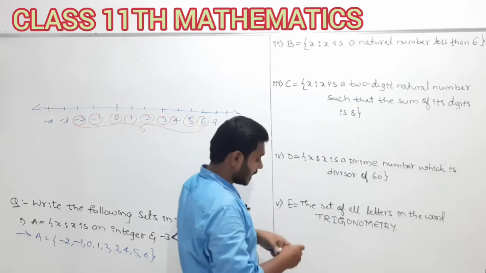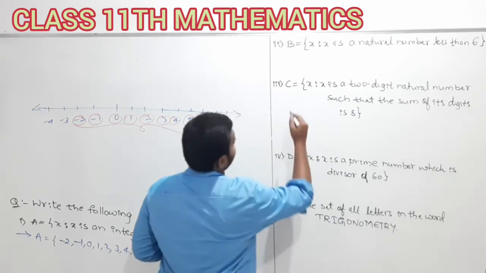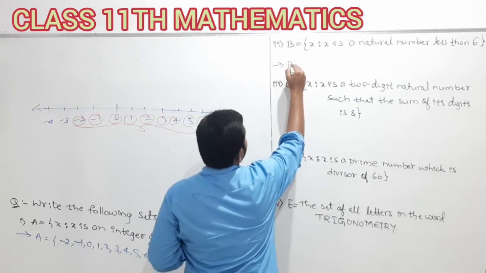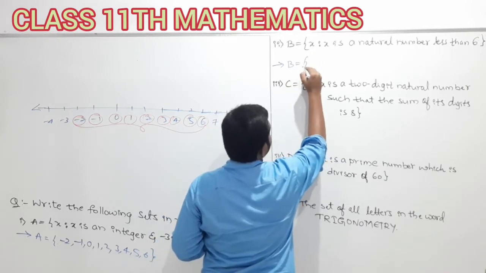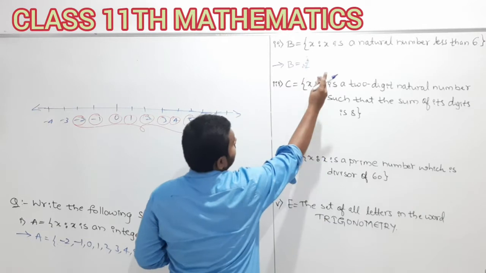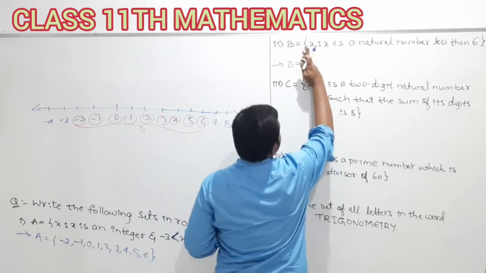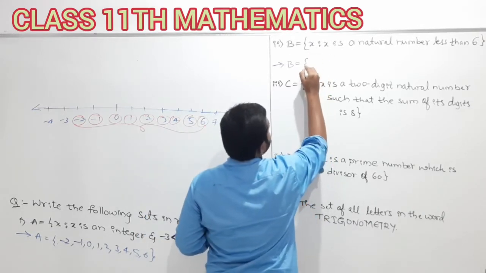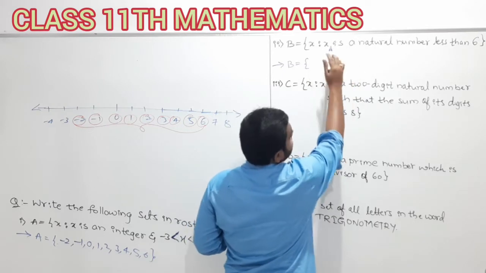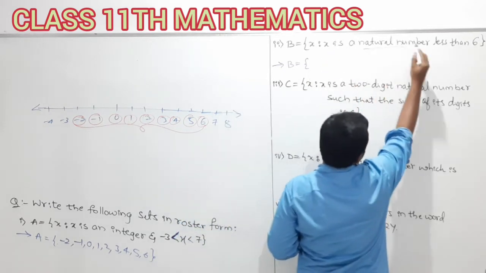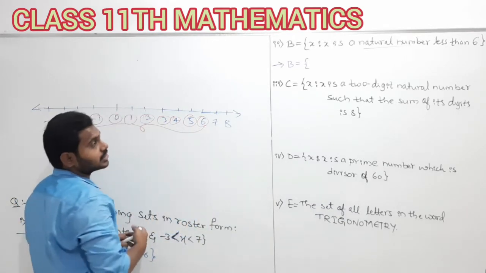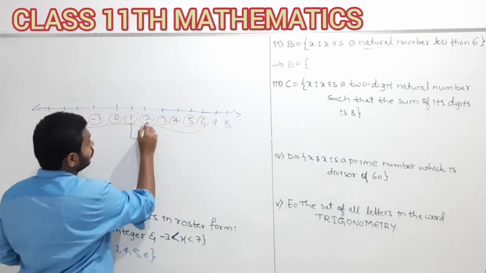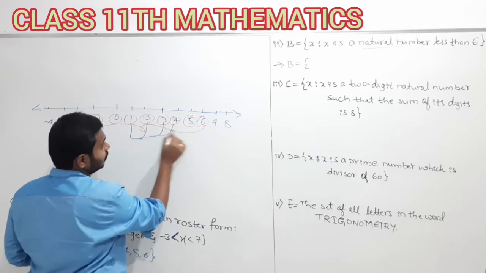Here it is, I already wrote it, my dear students. The set B is the collection of all elements x such that x is a natural number less than 6. So what are the natural numbers less than 6, my dear students? 1, 2, 3, 4, 5, 6.